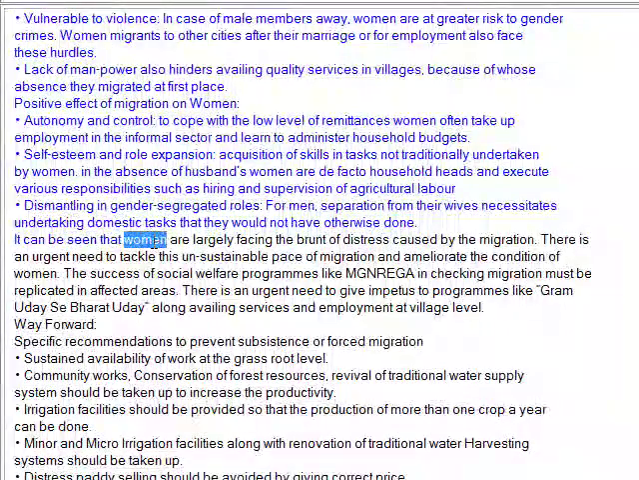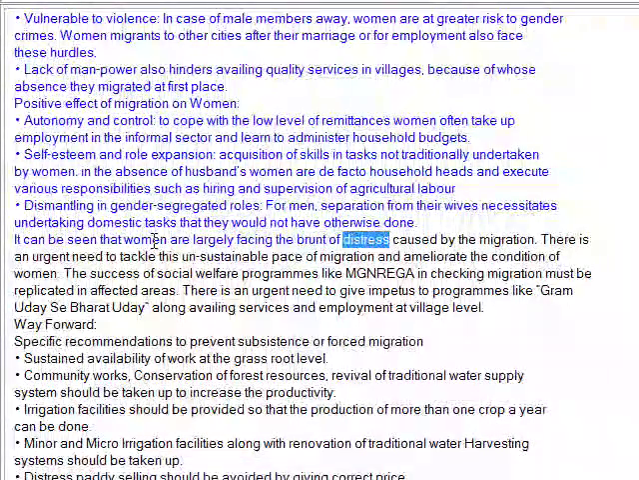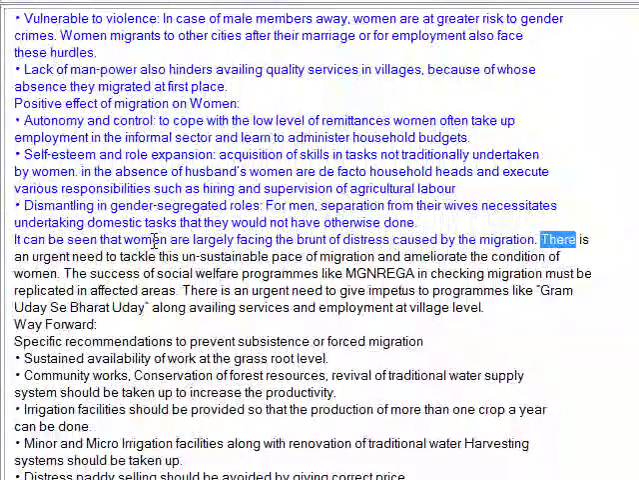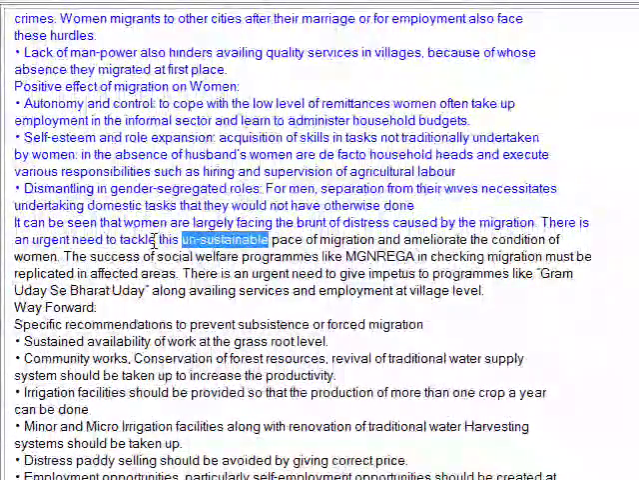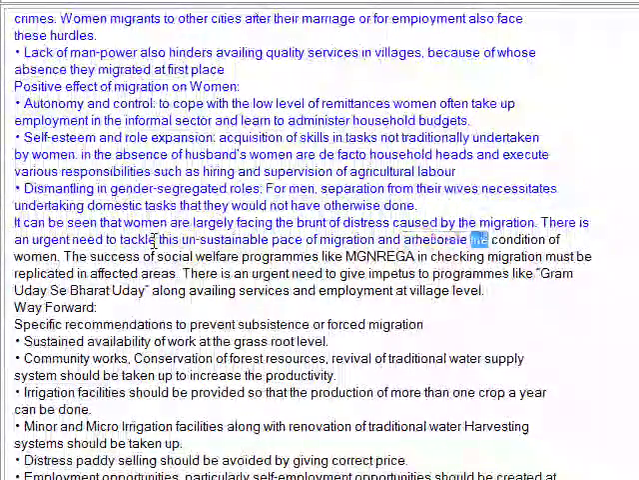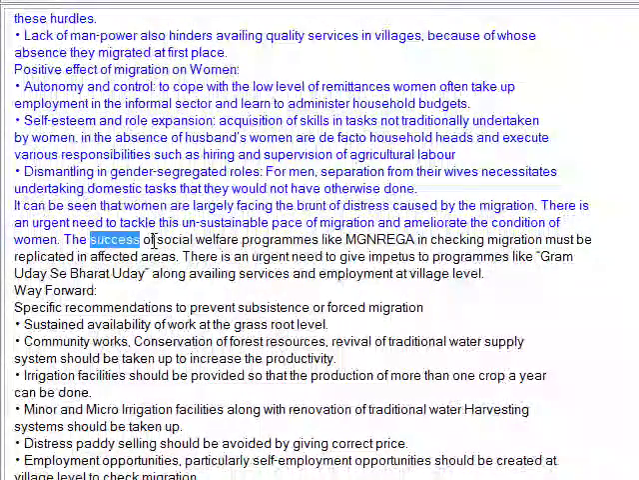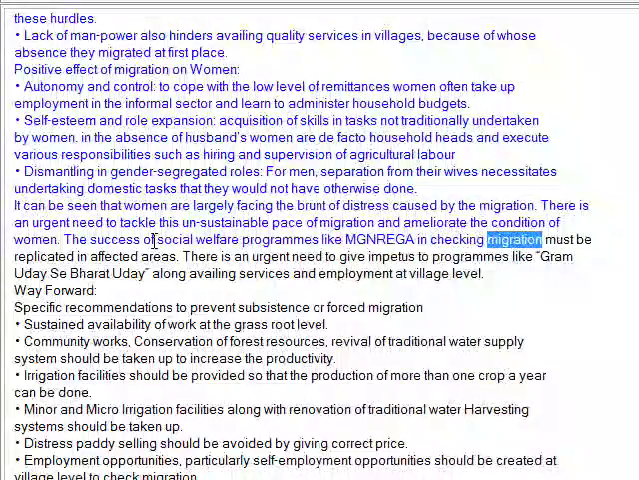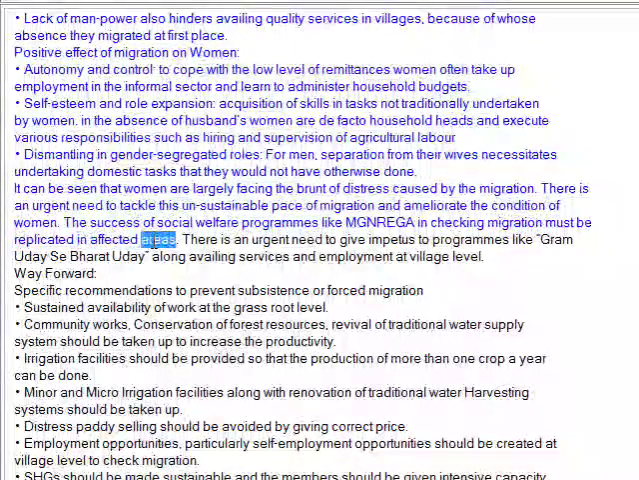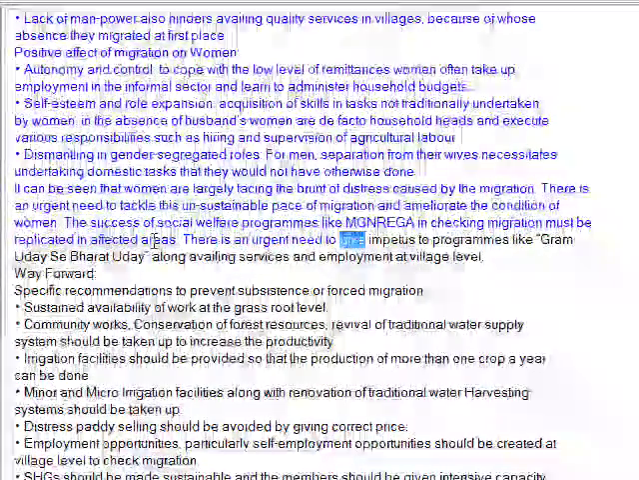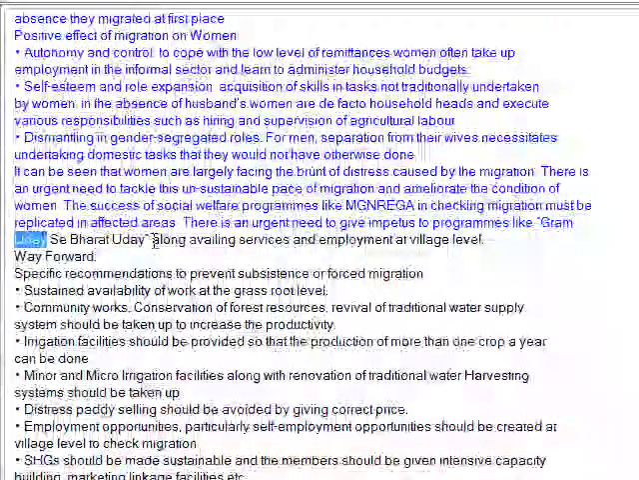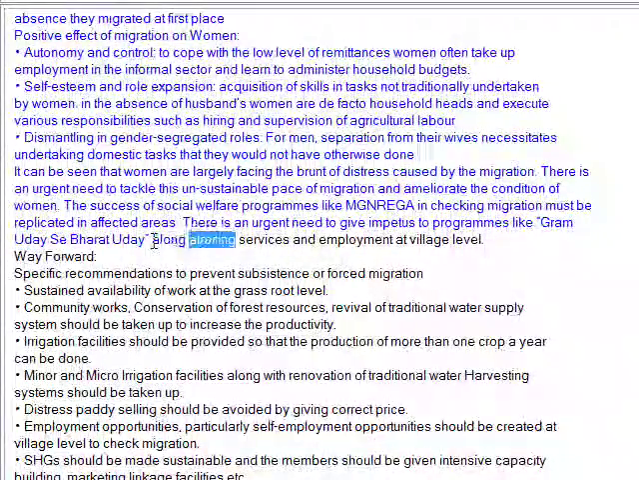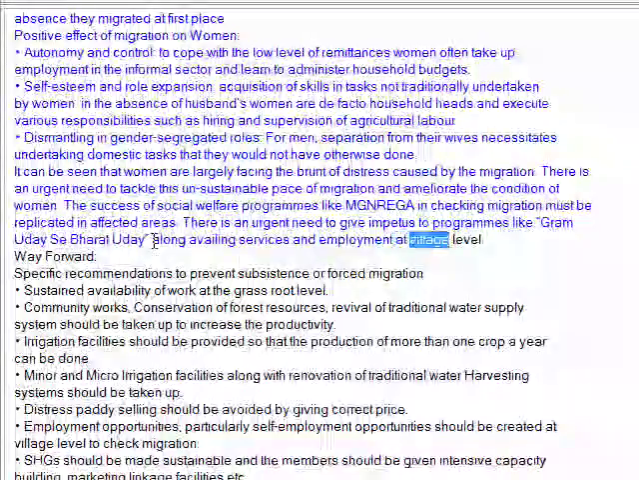It can be seen that women are largely facing the brunt of distress caused by the migration. There is an urgent need to tackle this unsustainable pace of migration and ameliorate the condition of women. The success of social welfare programs like MGNREGA in checking migration must be replicated in affected areas. There is an urgent need to give impetus to programs like Gram Uday, Southeast Bharat Uday, along with availing services and employment at village level.